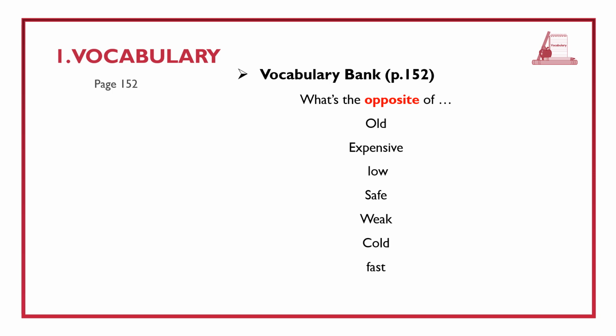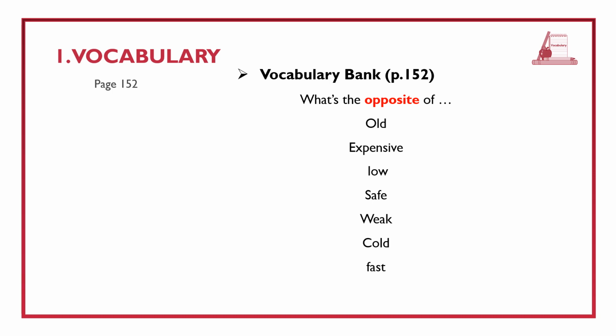What's the opposite of expensive? Cheap. What is the opposite of low? High. What is the opposite of safe? Dangerous. And what's the opposite of weak? Strong. What is the opposite of cold? Warm or hot. Very good. And what's the opposite of fast?